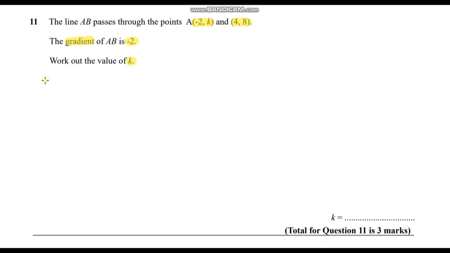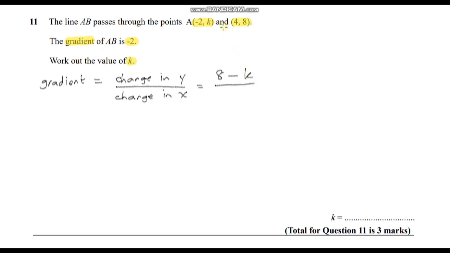To work out the gradient of a line, it's the change in y divided by the change in x. That is how we calculate the gradient. So if we look at our change in y, we're going from k to 8. So we could say that the change in y is going to be 8 minus k, the difference between these 2 values.